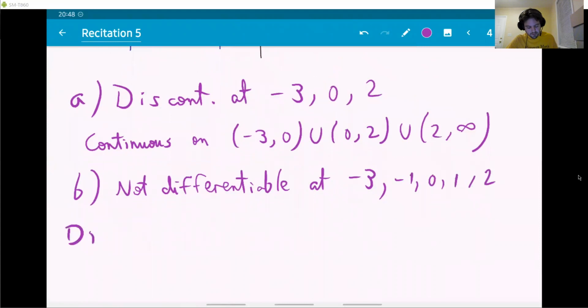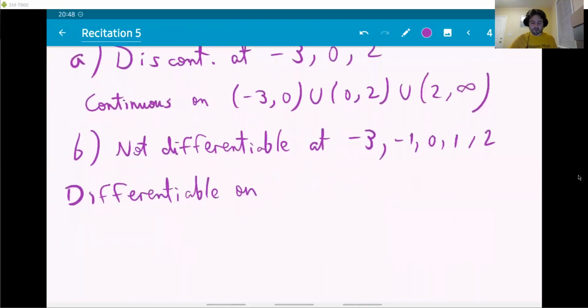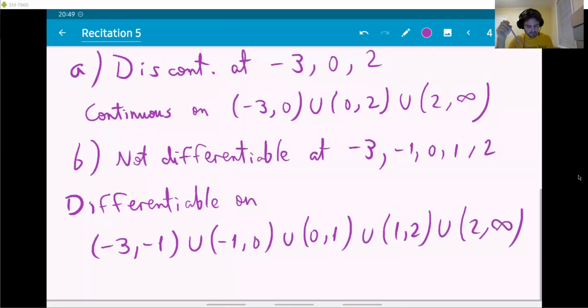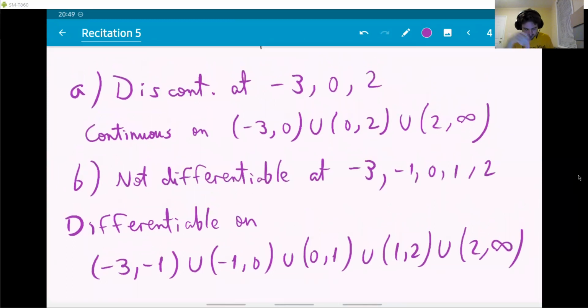Differentiable, therefore, what the question was asking, is going to be on the set that has everything other than those points. So you want to include open intervals between them in order. And also from 2 onwards, because the graph keeps going after 2. So yeah, this looks fine. I'm going to move on to the next problem.